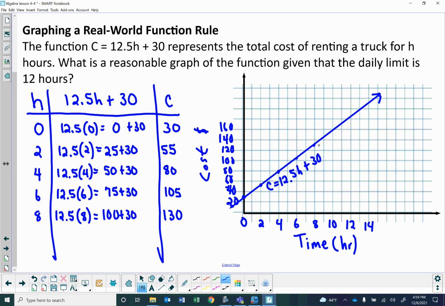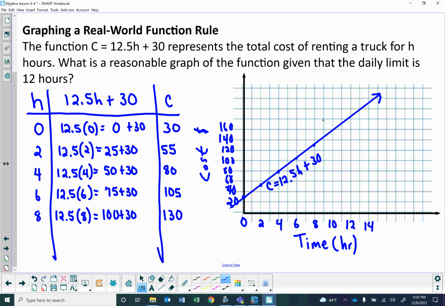So now I could make a prediction. Okay, if I did this right, if I rented the truck for 10 hours, if I go up here in my lovely little thing, 10 hours should cost me about 155 to 160. Okay, and it's on 160. It's a little off. It's probably closer to 155. But there you have the graph of a real-world function.